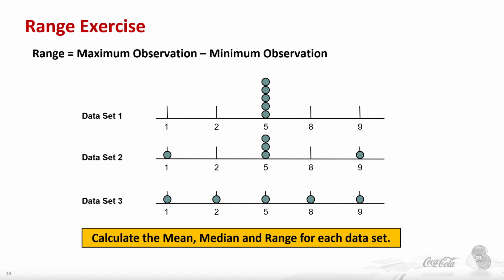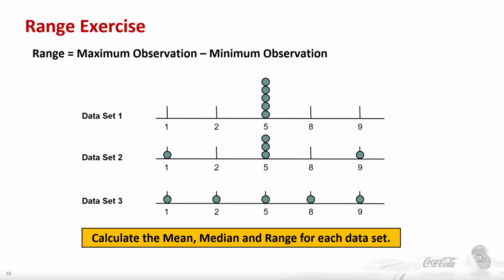In data set 2, we have the minimum number as 1 and the maximum number as 9. So the range of that data set is 8. Similarly, in data set 3, we have minimum 1 and maximum 9. So the range of this data set will be 8.